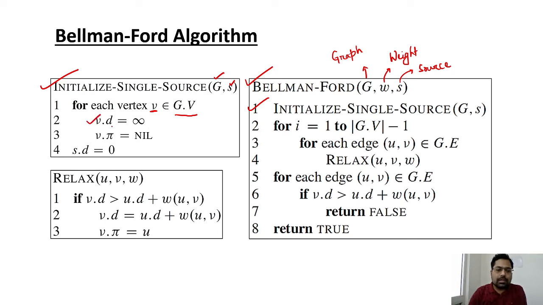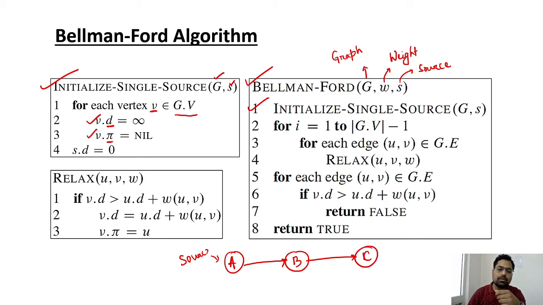So d stands for the distance, and pi stands for the predecessors, meaning where we reached from. Suppose you started the journey from A to B and C is your destination. A is your source, C is your destination. If I am at B, the pi will be this one, the predecessor, where I came from. I came from A.